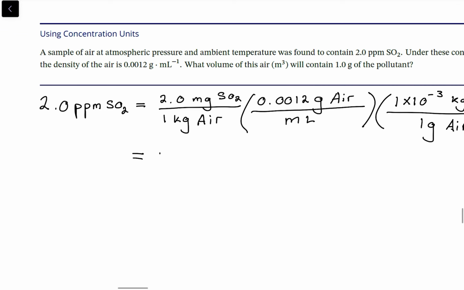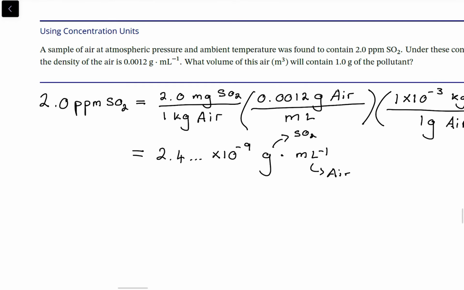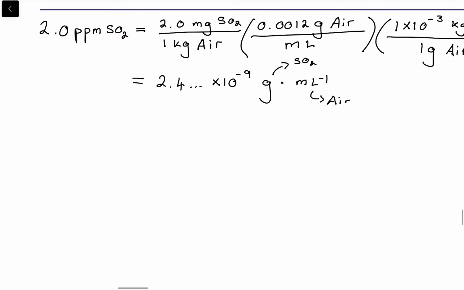And this gives us 2.4 times 10 to the power minus 9 gram per milliliter. Now this is important. It gives us gram SO2 per milliliter air. That's important to remember, because then we can determine the volume of air, because we have 1 gram of pollutant. So we just divide 1 gram of pollutant by the density of the pollutant, because we calculated the density of the pollutant, like I said at the beginning.